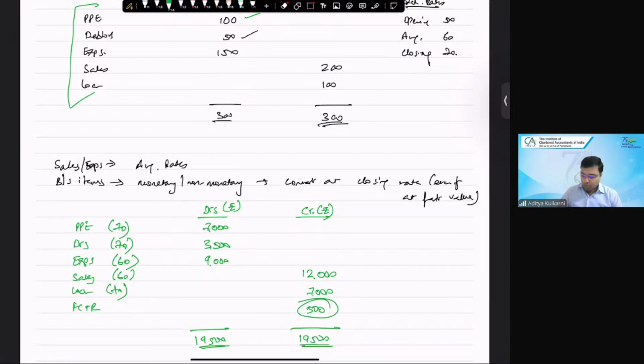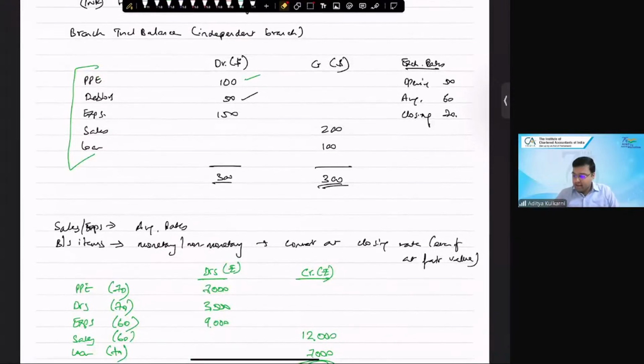Okay. Now, where do I show this FCTR? Should it go to P&L or should it go to other comprehensive income? Think and answer. I'll give you a hint. This is related to the reason why we used closing rates for conversion. So now think and answer. Should it go to P&L? Should it go to OCI?